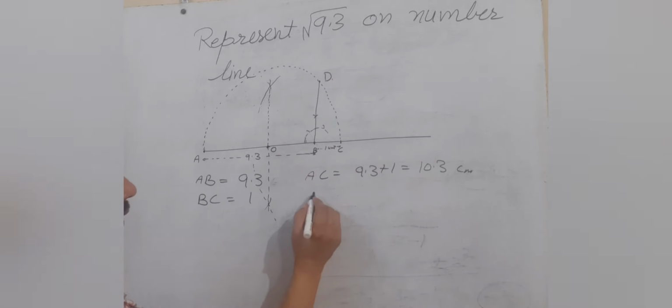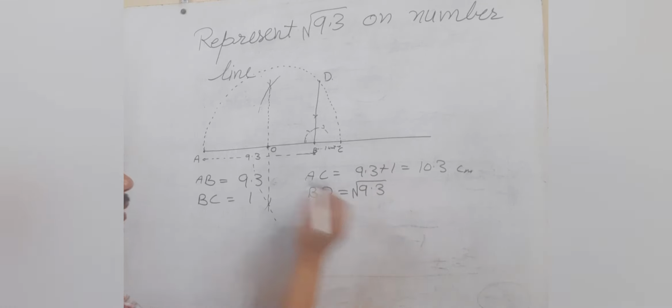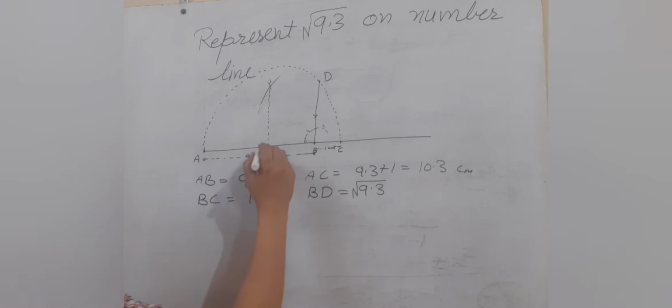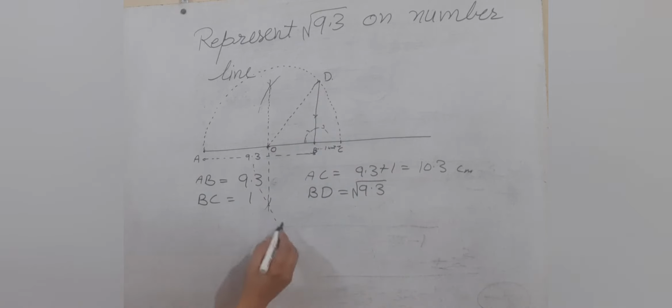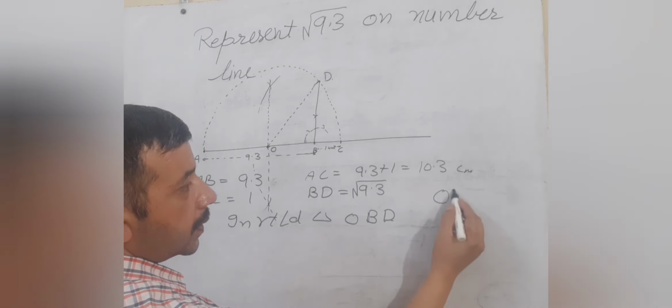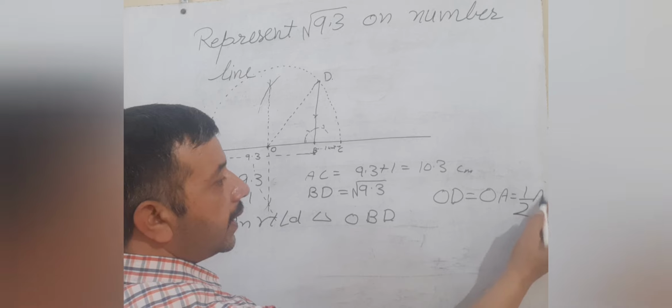Now, this BD is equal to square root of 9.3. Now, how do we come to know that this BD is equal to square root of 9.3? Now, justification: join OD in right angled triangle OBD. Now, OD is equal to OA, which is equal to half of AC.